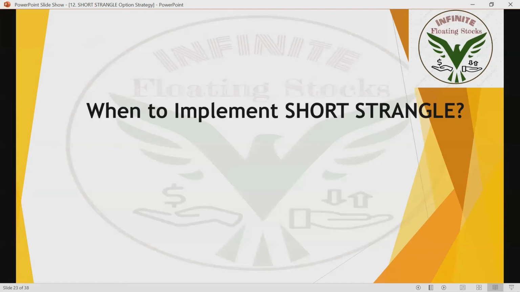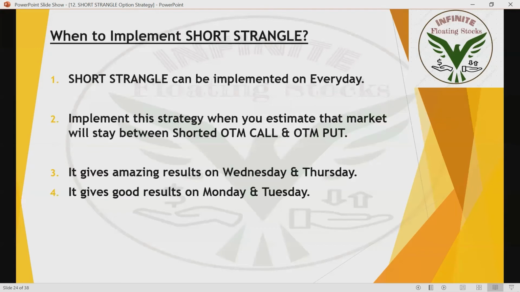So when to implement this strategy? You already know which strikes to choose. You already know how to use the payoff diagram. You already know what risk is involved when you are using the short triangle option strategy, and what the maximum profit is that you can get with this strategy. Now you need to know when to implement this strategy. So stay excited, it's very important.